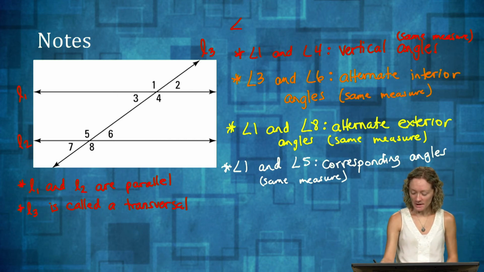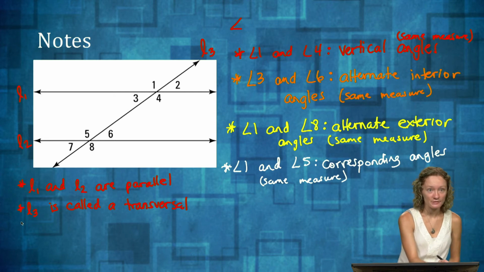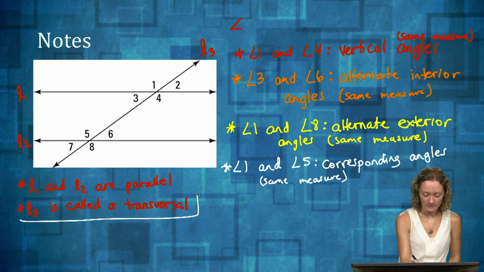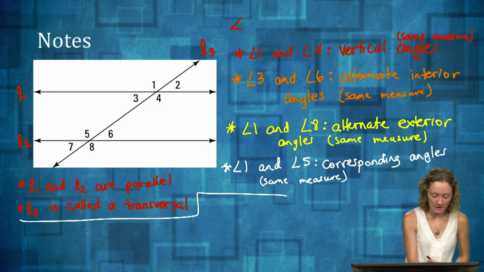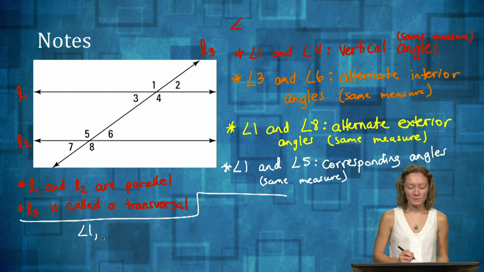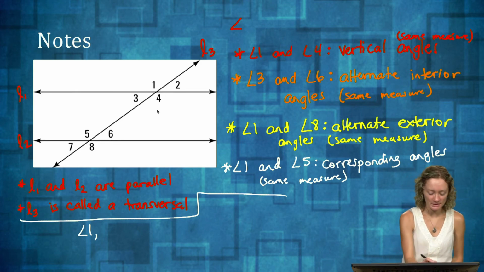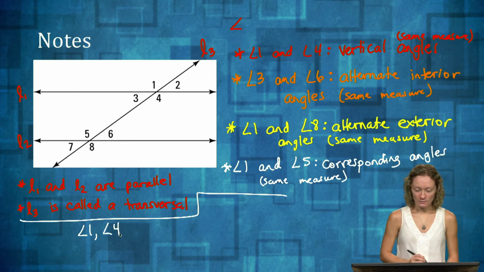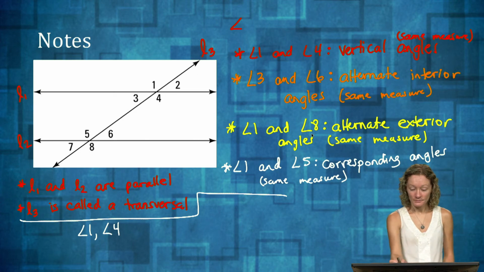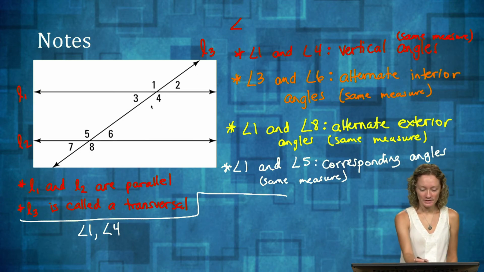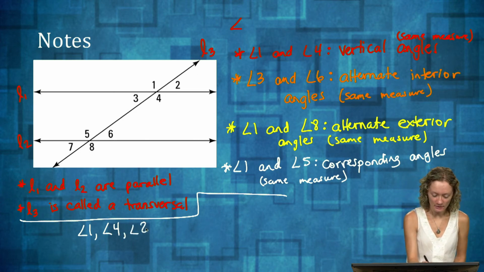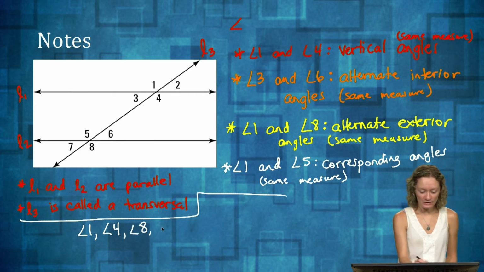So let's just summarize, at least for this picture. Yeah, we can fit it down here. Okay, so let's focus on angle 1. What else do we know? There's angle 1. What else is equal to angle 1? Well, angle 4 definitely is because it's a vertical angle. What else? Angle 8 is also equal to it since it's an alternate exterior. And angle 5 is also equal to it since it's a corresponding angle. So all 4 of those have the same measure.